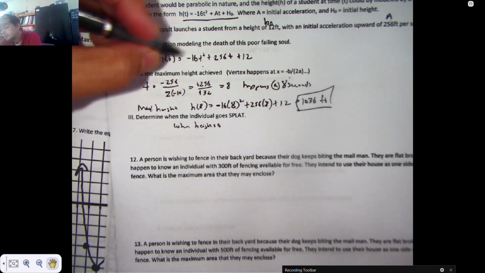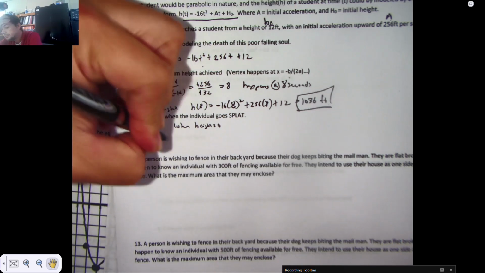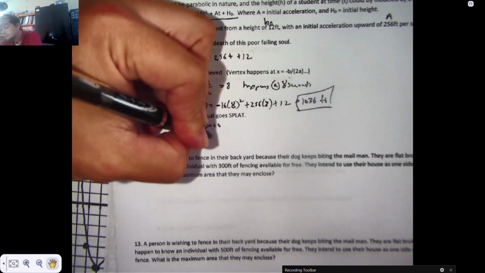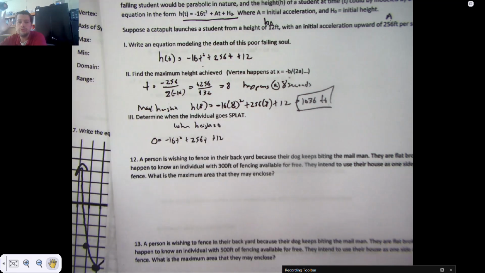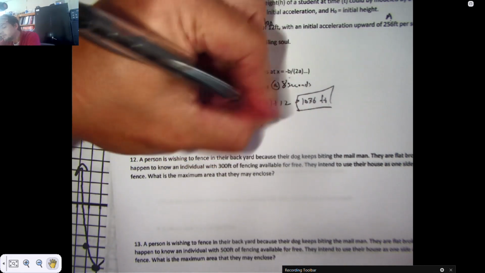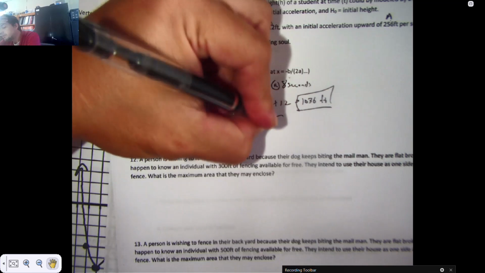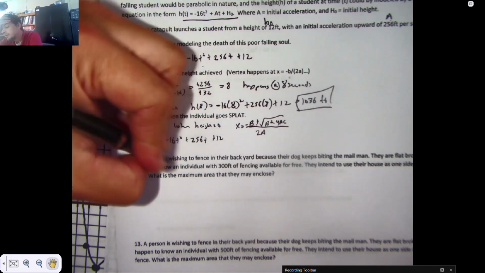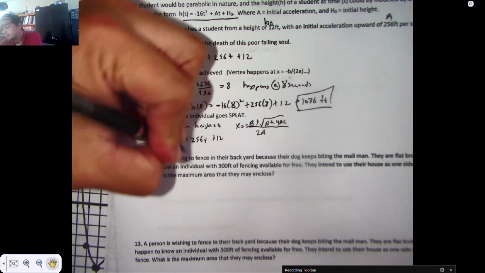So we're going to take our little equation and set it equal to 0. And now we're going to do something called the quadratic formula. Again, it goes x equals negative b plus or minus square root of b squared minus 4ac, all over 2a. We're just going to plug into that thing and be done with it. This likely doesn't factor. A is negative 16, B is 256, and C is 12.